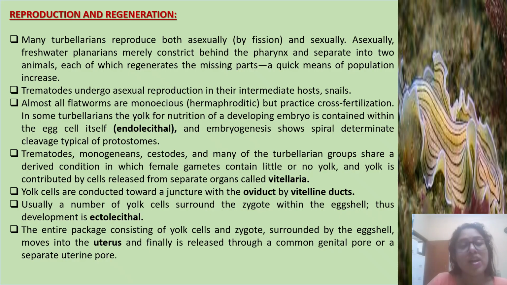Yolk cells are conducted toward a juncture with the oviduct by vitelline ducts. Usually, a number of yolk cells surround the zygote within the eggshell, thus development is ectolecithal. The entire package consisting of yolk cells and zygote surrounded by the eggshell moves into the uterus and finally is released through the common genital pore or a separate uterine pore.